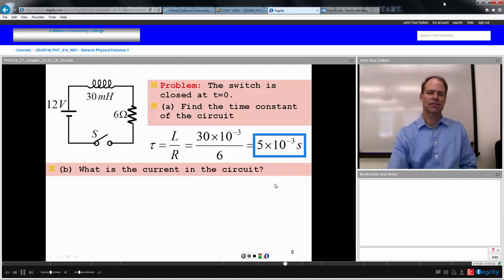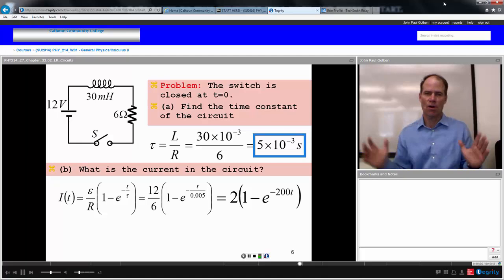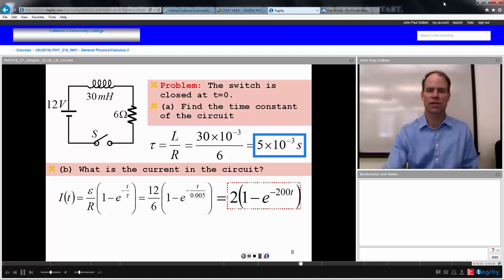What is the current in the circuit? The current for all time is going to be equal to the maximum current, 1 minus e to the negative t over tau. The maximum current is going to be 12 volts divided by 6 ohms, or 2 amps. 1 minus e to the negative t, we just determined tau was 5 milliseconds. 1 over 0.005 is going to be equal to 200. And so this current is going to be 2 amps, 1 minus e to the negative 200 t. That is our current for all time once we close the switch.